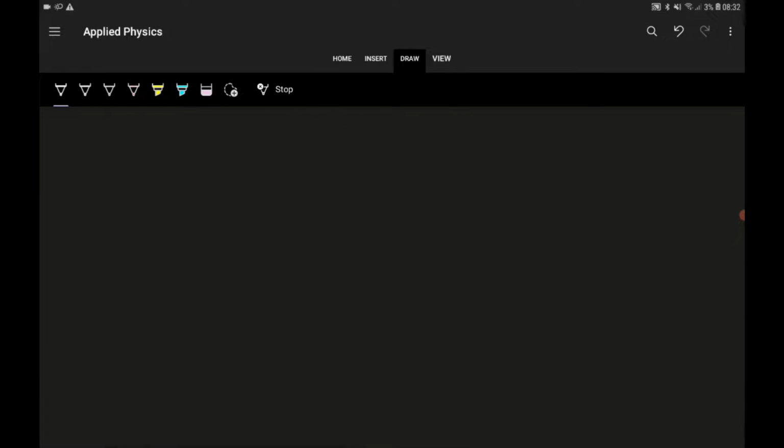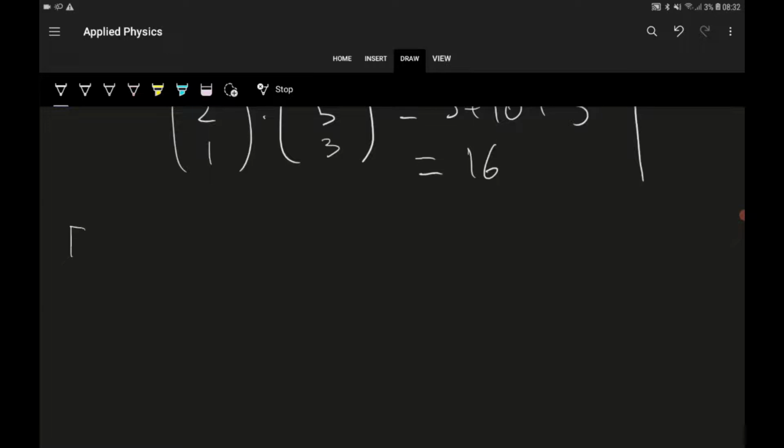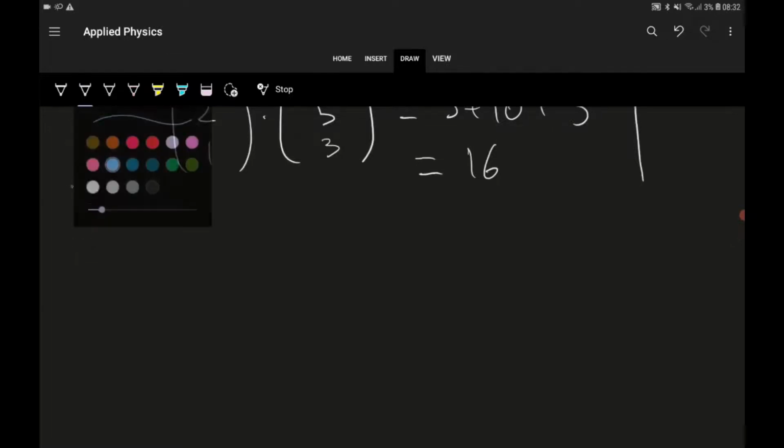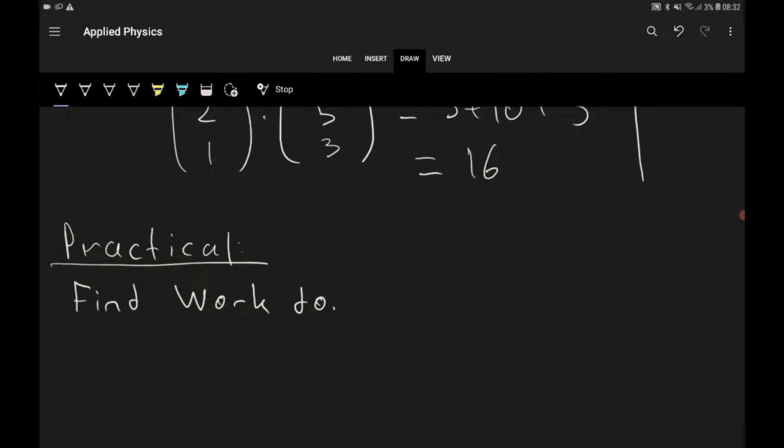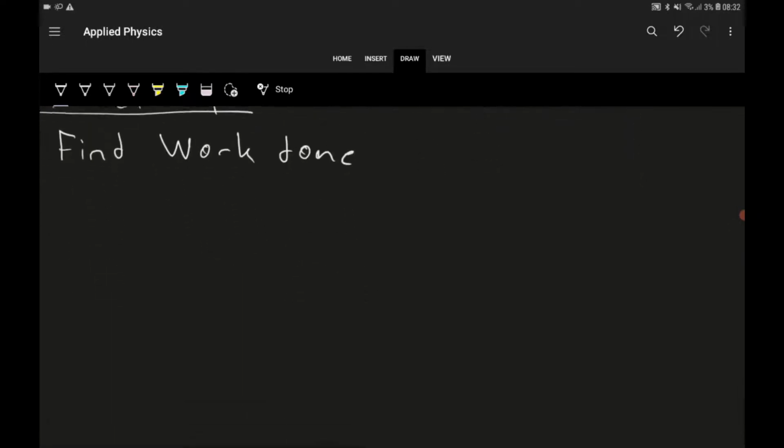And there are a couple of things. One very basic is finding, wait a second, wow, practical. We can find work done.